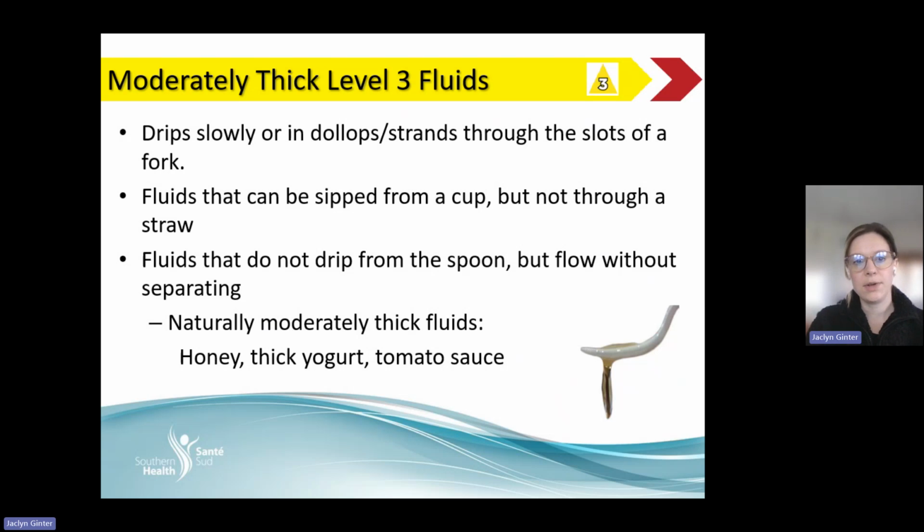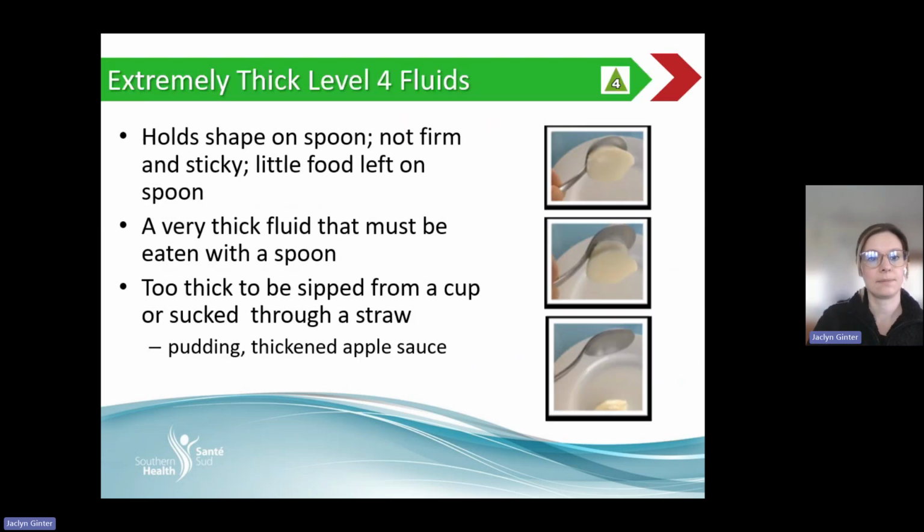The moderately thick level 3 fluids drip slowly through the slots of a fork. They are fluids that can be sipped from a cup, but not through a straw. This should be too thick to get through a straw. They are fluids that do not drip from the spoon, but flow without separating. Examples of naturally moderately thick fluid would be honey, thick yogurt, or a tomato sauce.